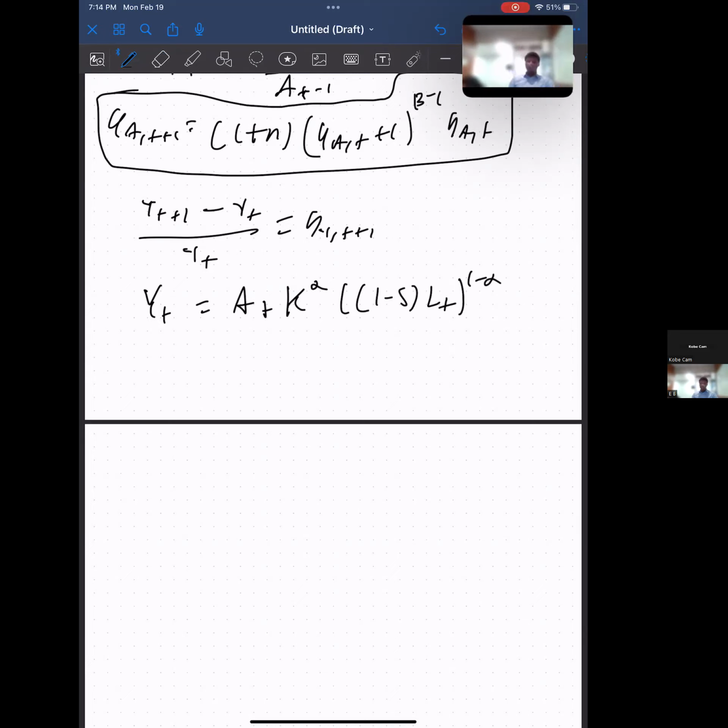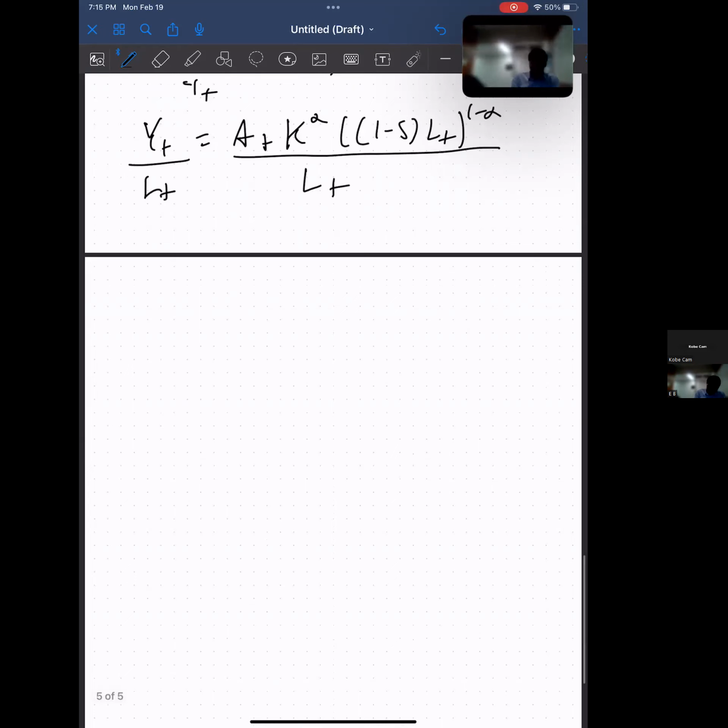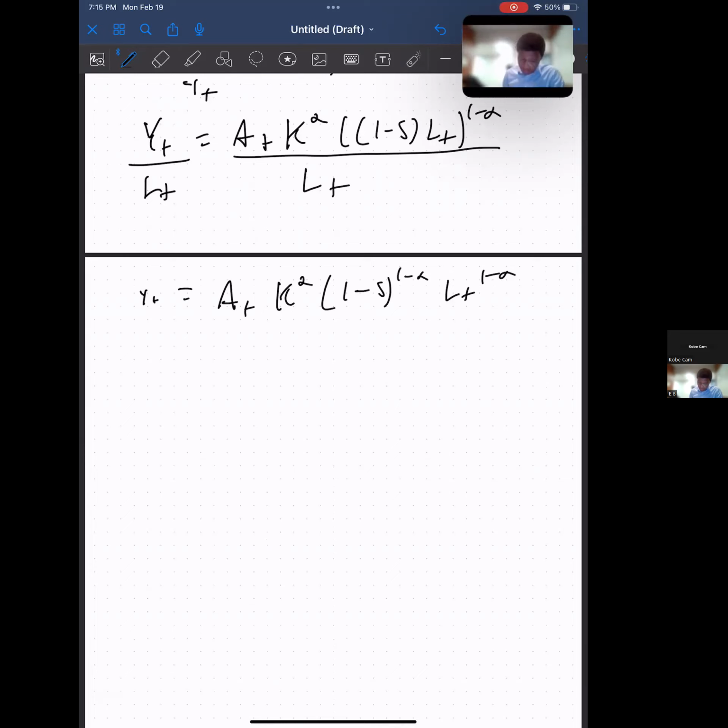Okay, so we have it in non-per capita terms, but we want this in per capita terms. Let's divide everything by L_t, right? And so from here, now we have small y_t, output per capita, is equal to A_t K^α. And now what we can do is distribute this 1 minus α to both of these terms. So now we have (1 minus s)^(1 minus α) L_t^(1 minus α), right?